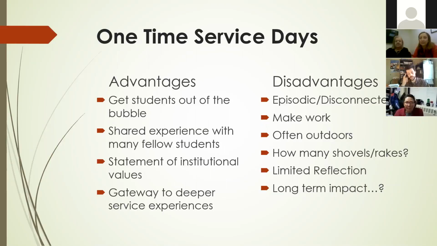It's a statement of institutional values. It depends on your institution how much those values are really backed up, and here we have great support, but it's a statement of institutional values, an ethos of service and citizenship. And it can be a gateway to deeper service experiences. I look at it like a spectrum or a continuum, and you can start off with some of these one-time opportunities and it gets you curious and you might want to get involved with a longer term opportunity. And then maybe you start thinking about some bigger questions of what is the public good and how can we deal with social justice issues in our society.